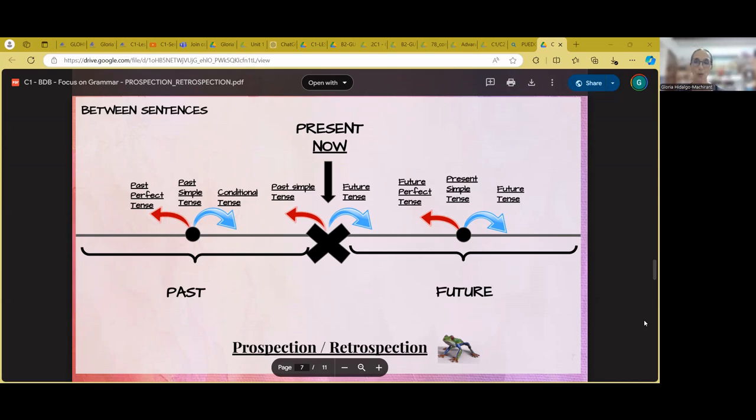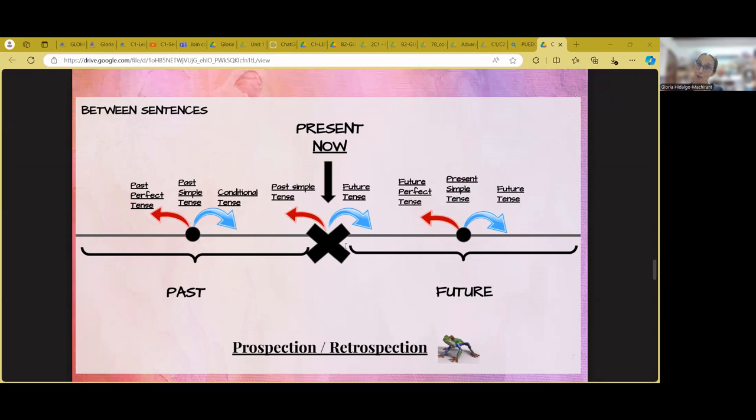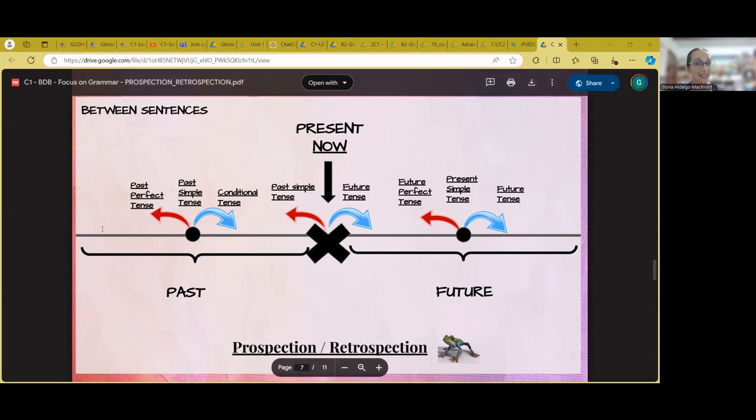So what happens when I want to hypothesize about something in the present? When I want to hypothesize about something in the present, I automatically will express it using a past simple. Then what happens when I have to apply a prospection to that reference of time? Obviously, as I am in the past simple meaning present, when I mean something that might take place in the future, my prospection will not be future, it will be conditional.